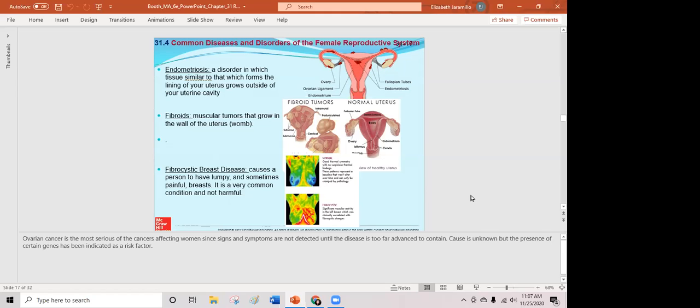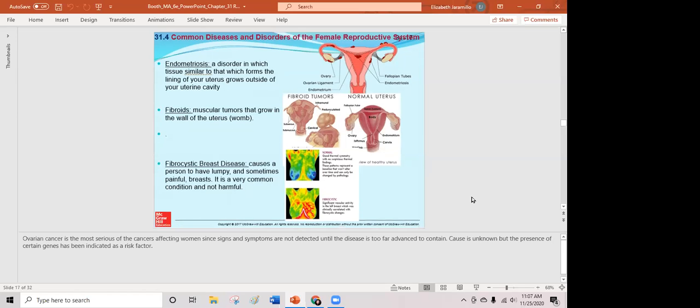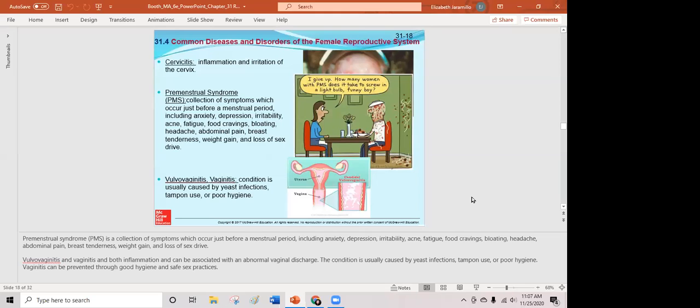Fibrocystic disease, breast disease, causes a person to have lumpy and sometimes painful breasts. It is a very common condition and not necessarily harmful, okay? But most definitely uncomfortable. Cervicitis is the inflammation and irritation of the cervix.